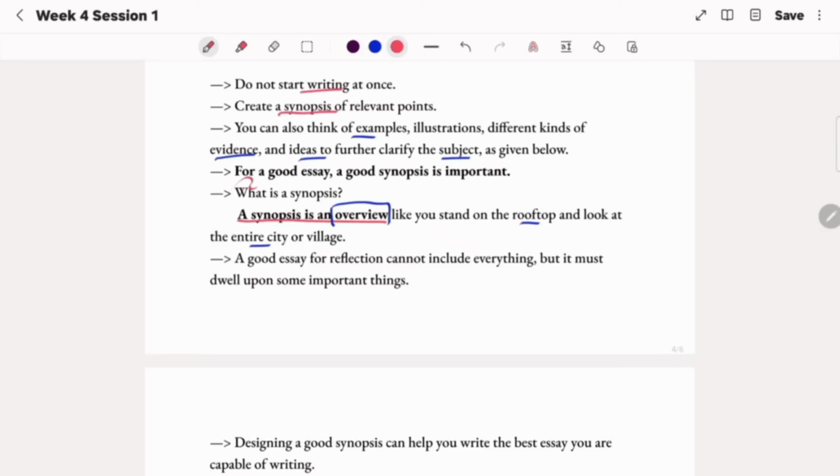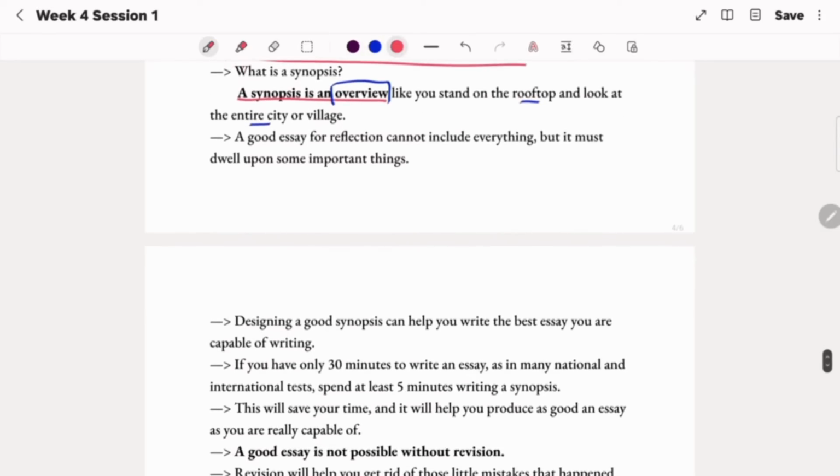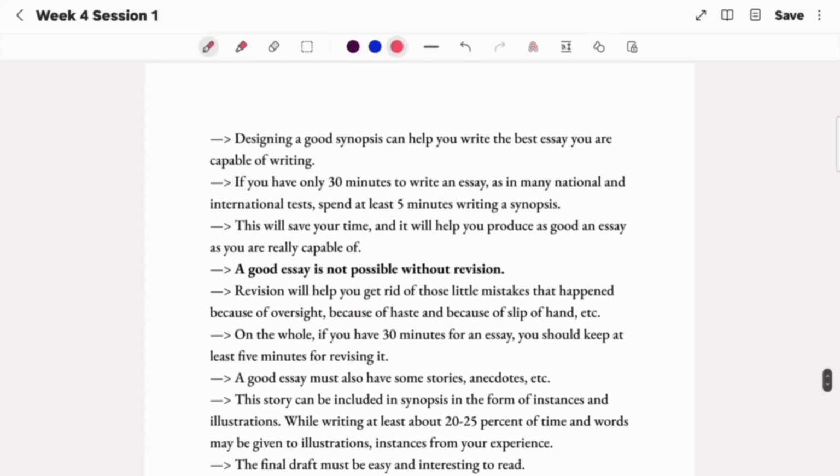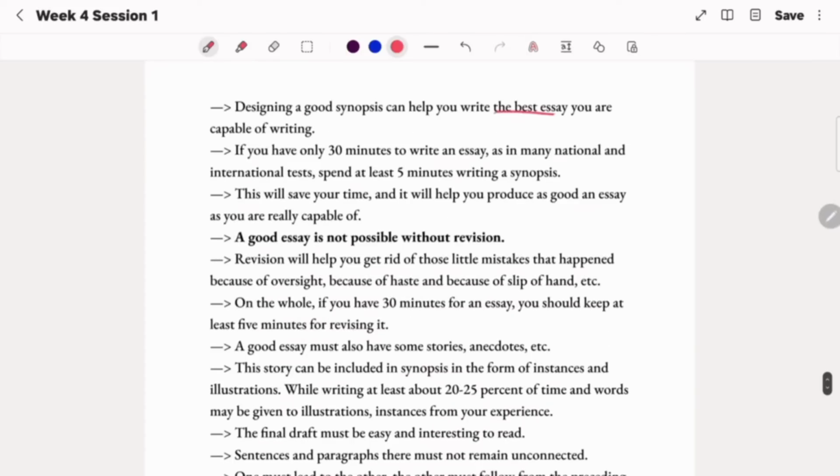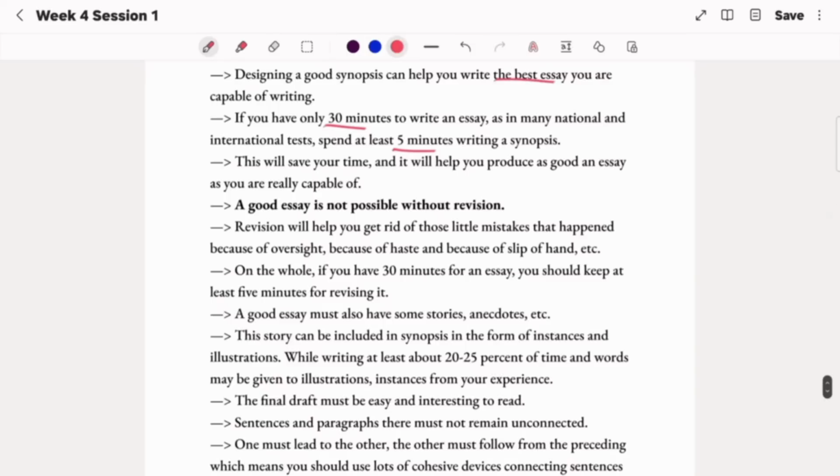For a good essay, a good synopsis is important. It should include everything, have all the important things and cover the entire topic. Designing a good synopsis can help you write the best essay you are capable of writing. If you have 30 minutes to write an essay, you should spend at least 5 minutes writing the synopsis, the overview of the topic you are writing about. It will save your time and allow you to write the best essay possible.